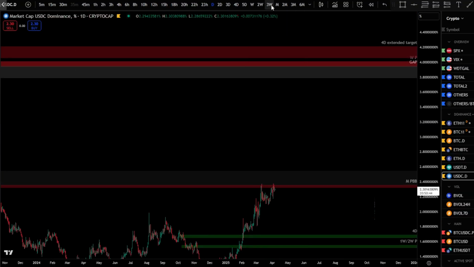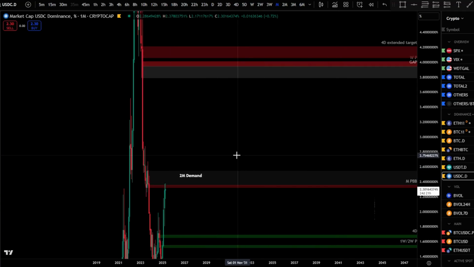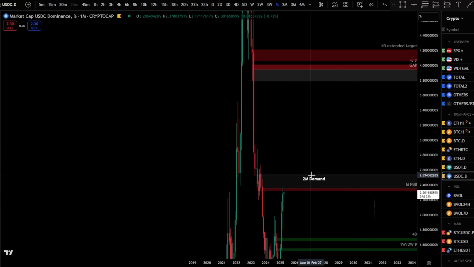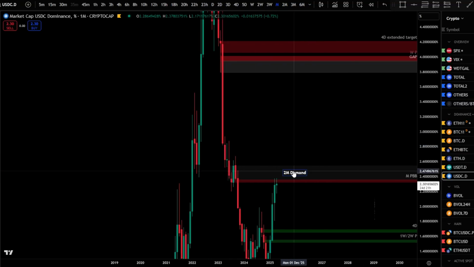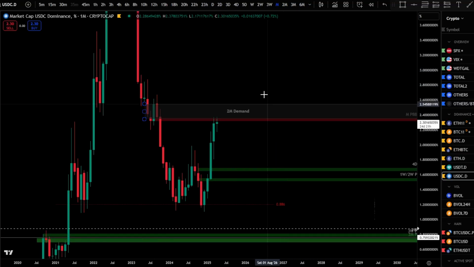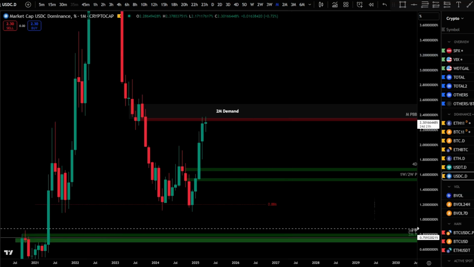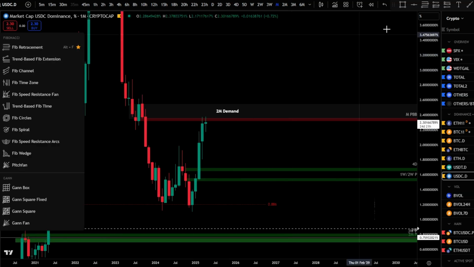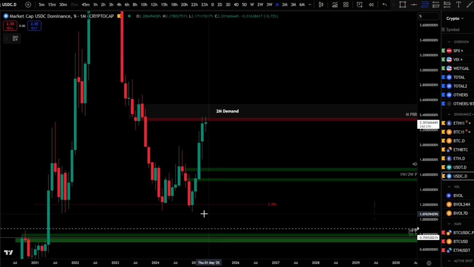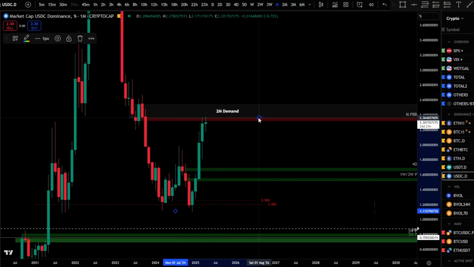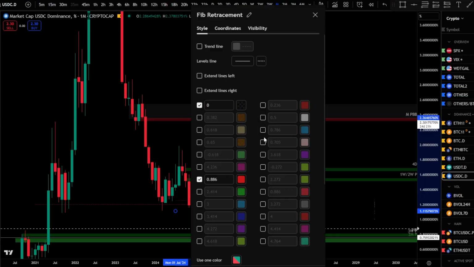What I would do now is basically draw a lot of fibs just to see if anything lines up here on the chart in any way, shape or form.